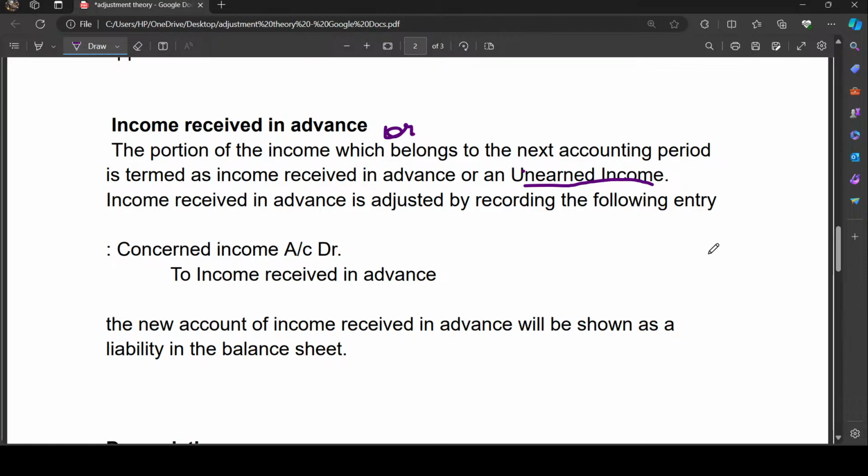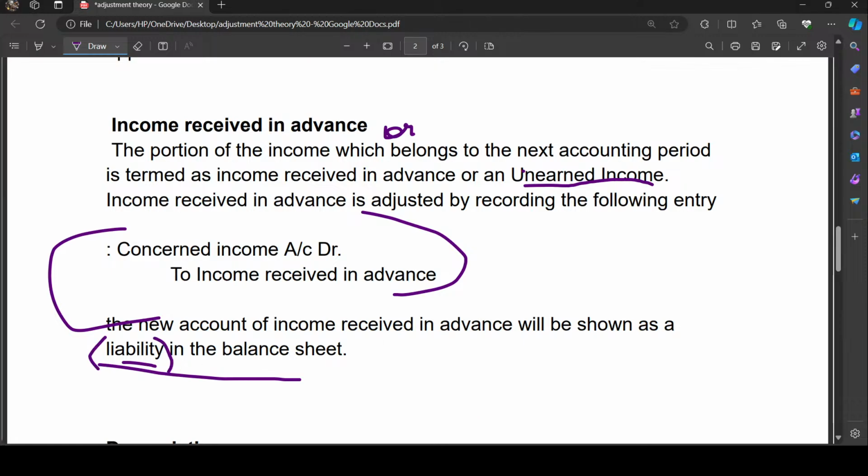So income received in advance is adjusted by recording the following entry: concerned income account debtor to income received in advance. The new account of income received in advance will be shown on the liability side. Until now we studied the asset side, but now it's on the liability side of the balance sheet.